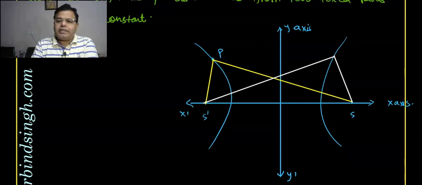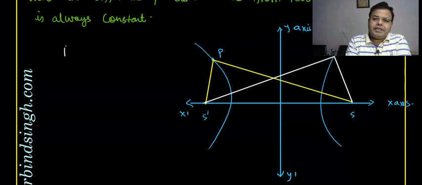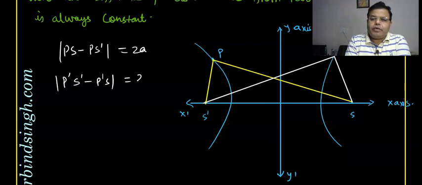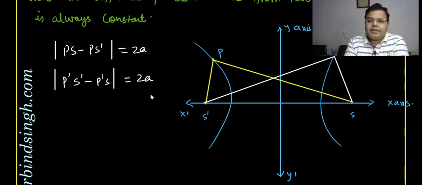But till now, try to understand that if P and P dash are two points, then according to the definition PS minus PS dash is equal to 2a, and P dash S dash minus P dash S is also equal to 2a. It means any point on this locus, either here or here, has the difference of its distances from the two fixed points always constant. Since the difference of distances is always positive, distance cannot be negative, we write the modulus sign here, and that is 2a.